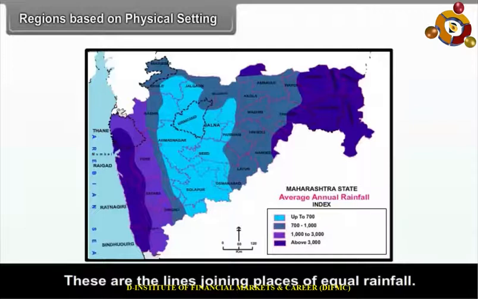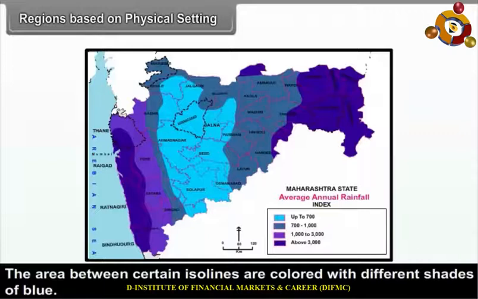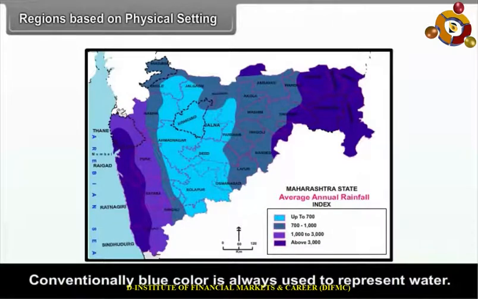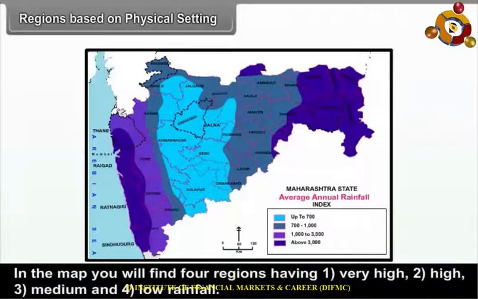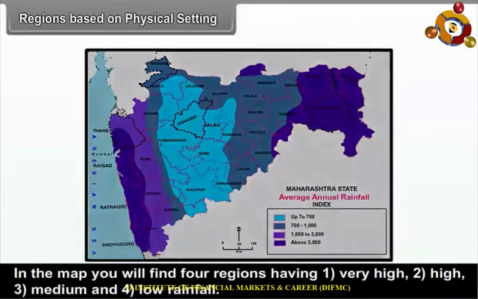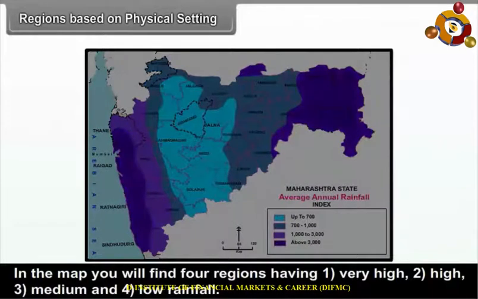These are the lines joining places of equal rainfall. The area between certain isolines are colored with different shades of blue. Conventionally, blue color is always used to represent water. In the map, you will find 4 regions having very high, high, medium and low rainfall.